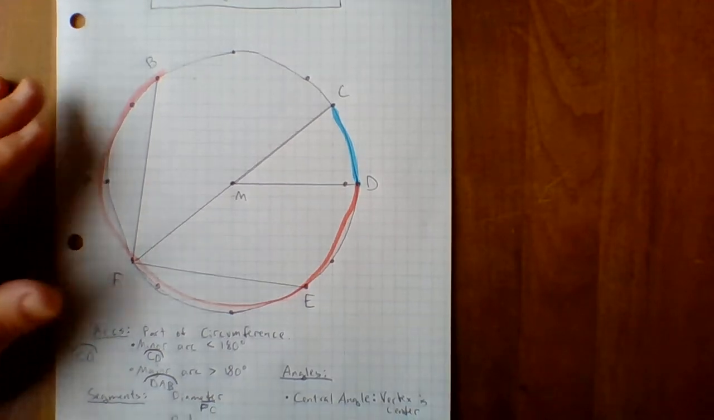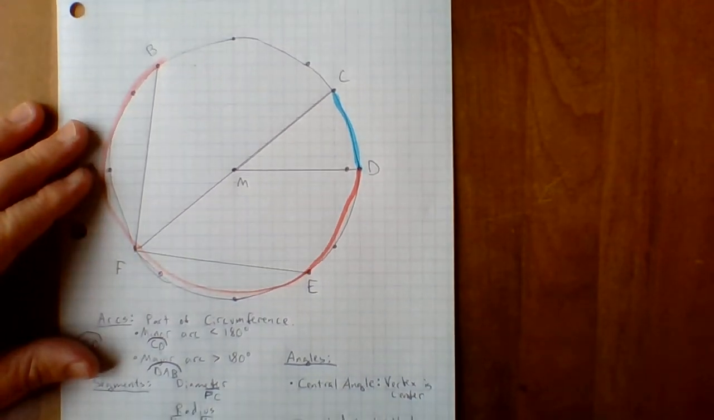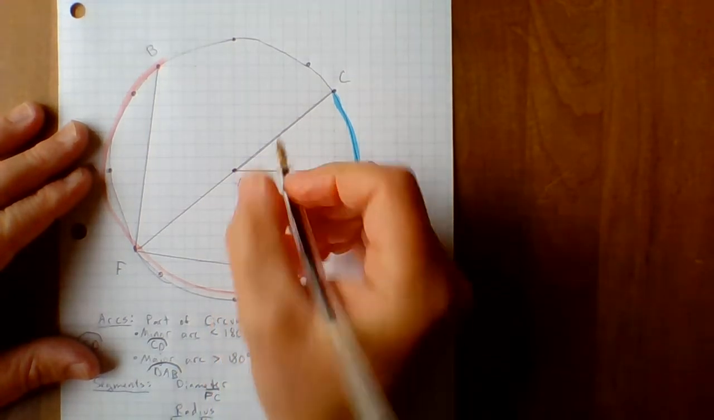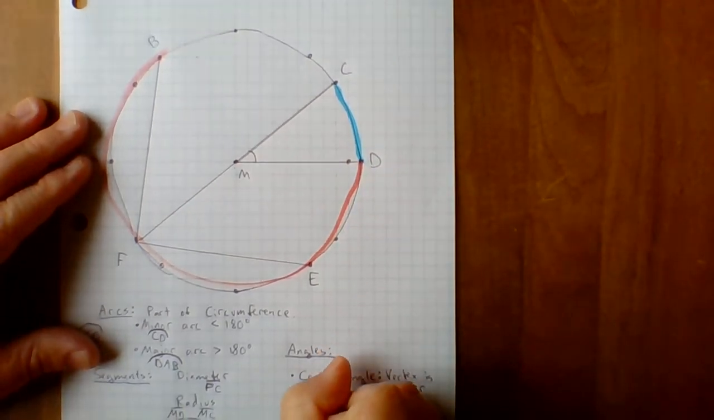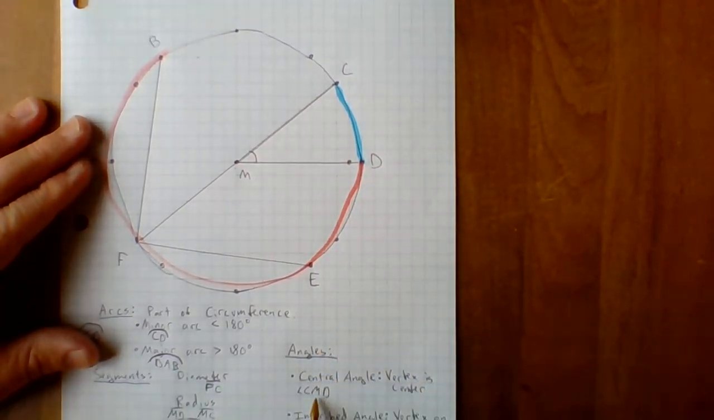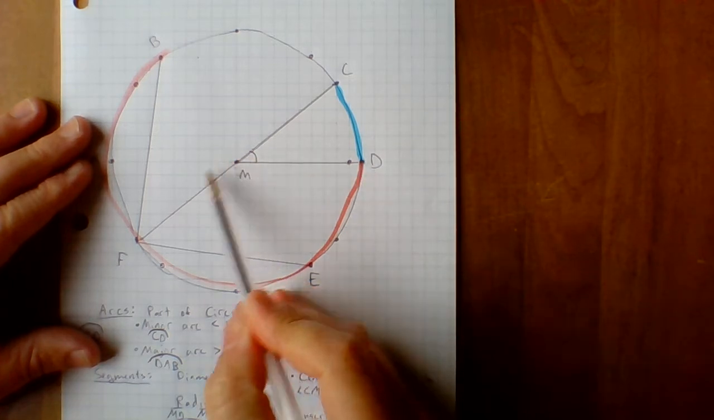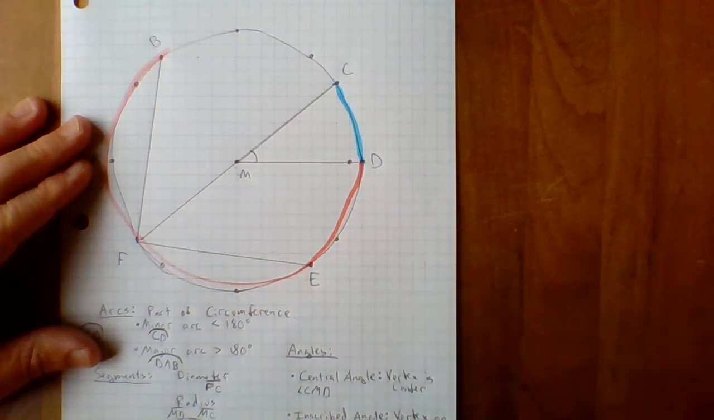Finally, there are angles. There are central angles and inscribed angles. Central angles are angles where the vertex is the center of the circle, like this angle here, which I could call angle CMD. Angle CMD is a central angle. In fact, any angle where M is the vertex is a central angle, DMF, and so on.